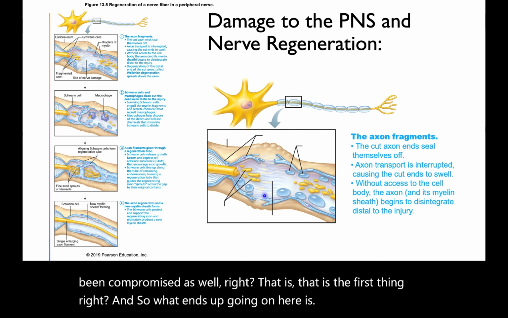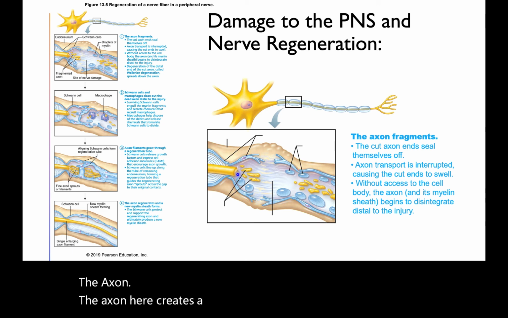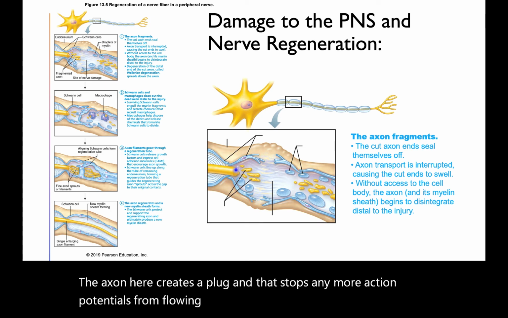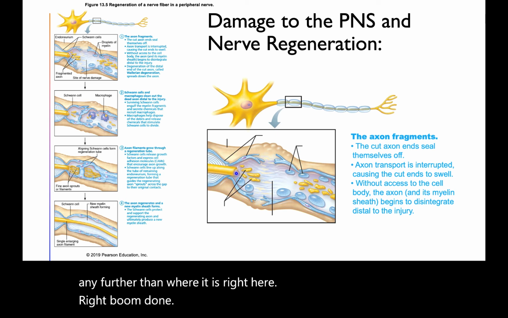And so what ends up going on here is the axon here creates a plug. Right? And that stops any more action potentials from flowing down here. Action potential cannot get any further than where it is right here. All right, boom, done. That's it.